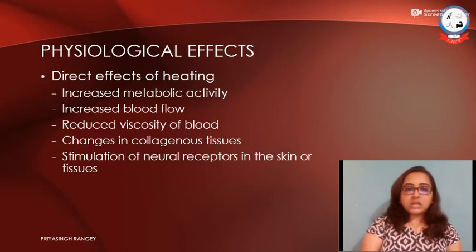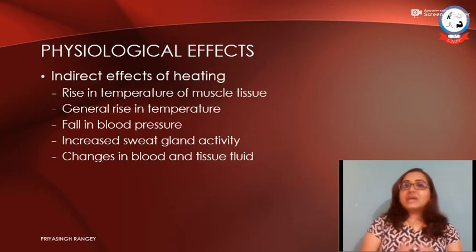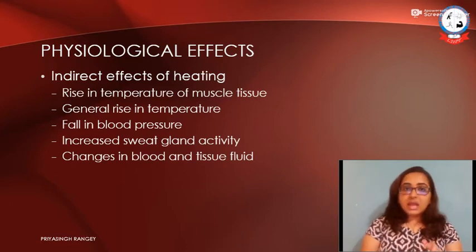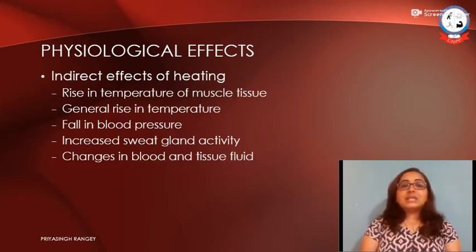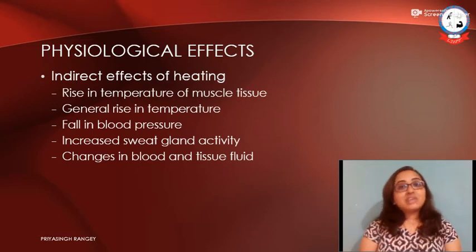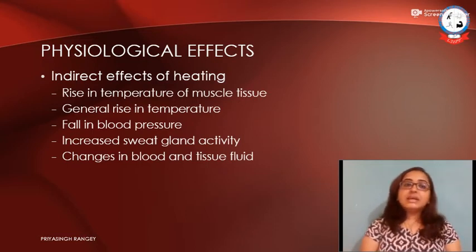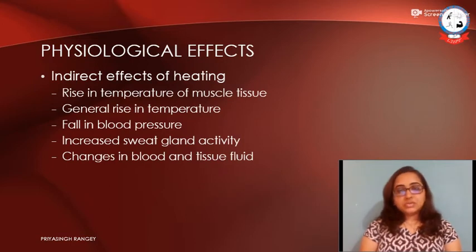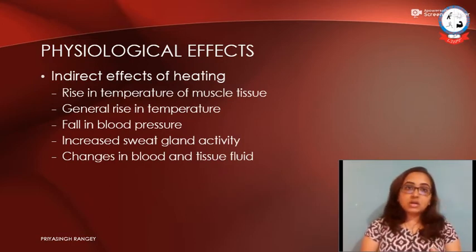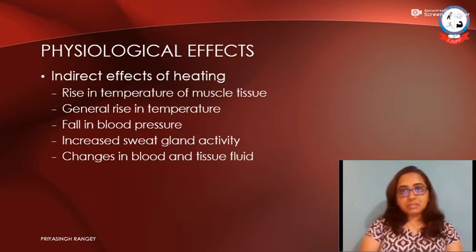Now moving on to the indirect effects. There are 5 indirect effects, the first being a rise in temperature of muscle tissue. As we have seen in direct effect, since there is a local increase in the temperature of the tissues, this again leads to an increase in the temperature of the muscle tissues, causing muscle relaxation. Secondly, there is a general rise in the temperature. This general rise in temperature occurs because of a local increase in the temperature.